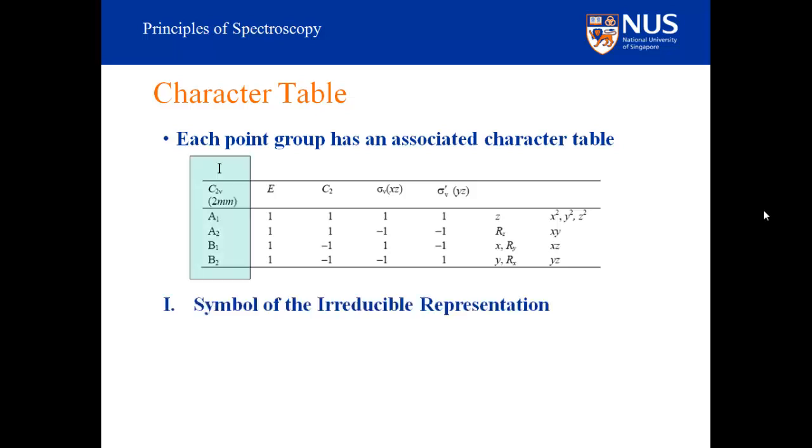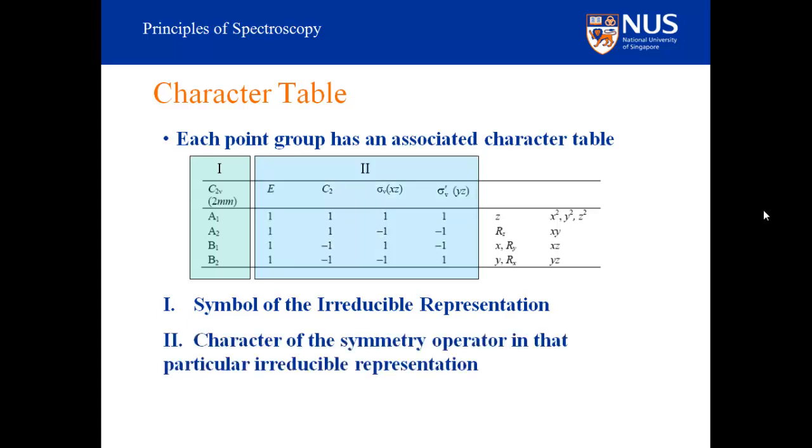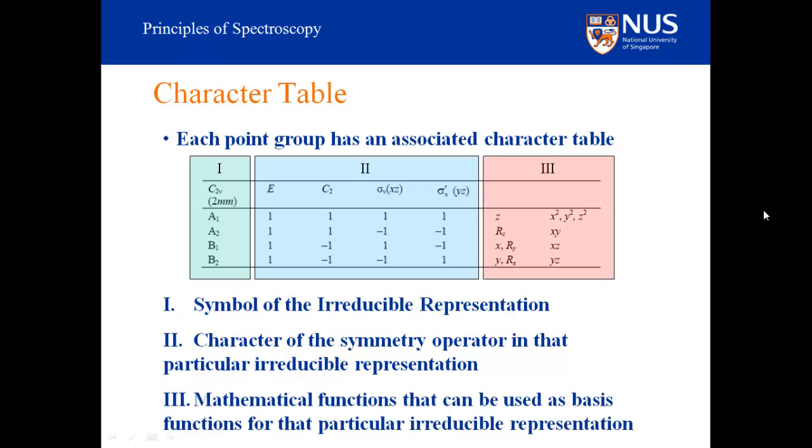The first column lists the symbols of irreducible representations of the point group. In the C2V point group there are 4 irreducible representations: A1, A2, B1 and B2. The second part of the character table shows the character of each symmetry operator for each irreducible representation. And the third part of the character table gives the mathematical functions that can be used as basis functions for that particular irreducible representation.